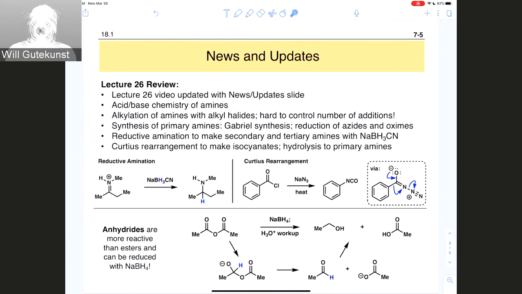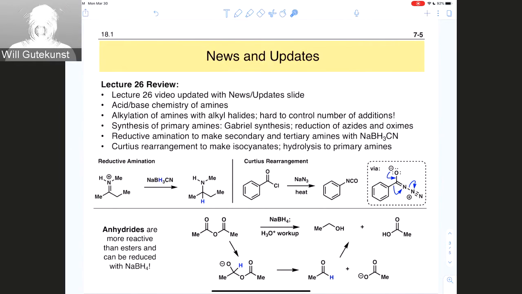Then we learned reactions of how they react with alkyl halides. That's just hard to control the number of alkylation events that take place. The synthesis of primary amines: this is the Gabriel synthesis, reduction of azides and oximes were the new ways to make primary amines. We learned something called reductive amination, which is shown here. And this is good for making secondary and tertiary amines.